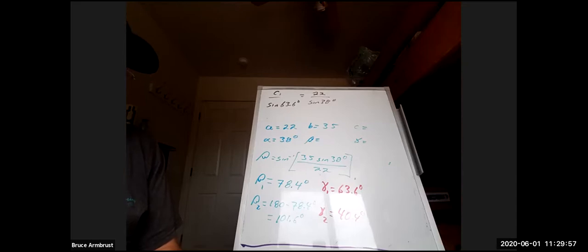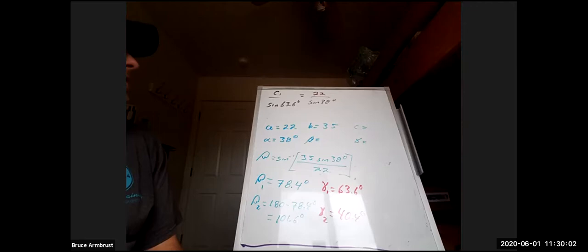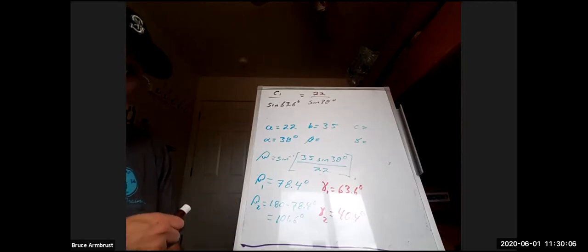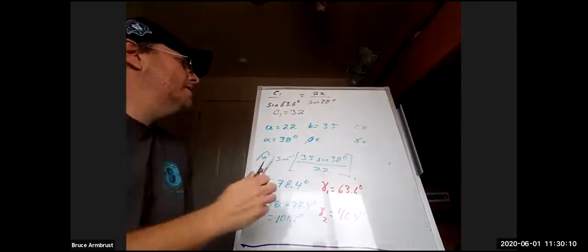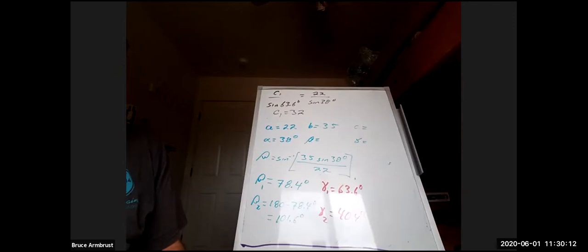All right, so you go ahead and solve that for C. You do 22 times the sine of 63.6 and then divide by the sine of 38. You find out that C1 is equal to 32. My calculator gives me 32.007, so we'll call that good.